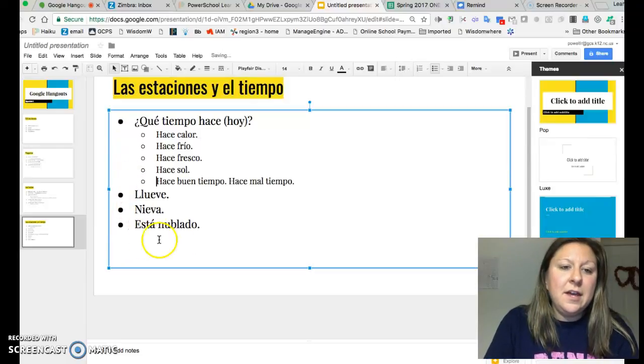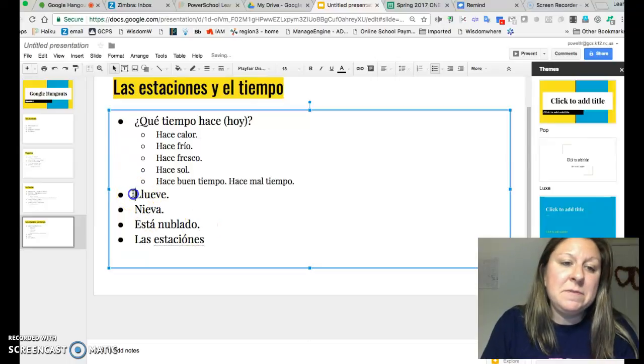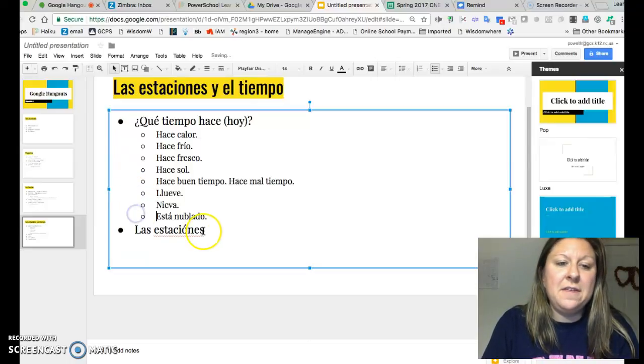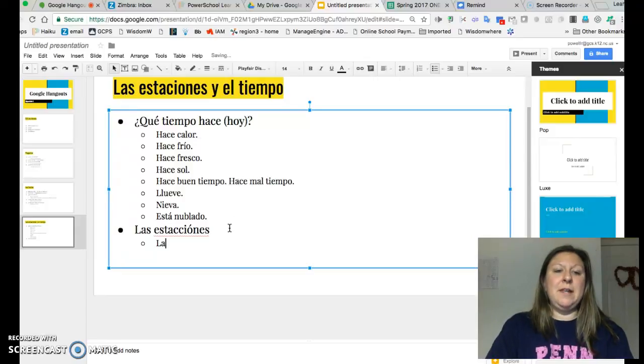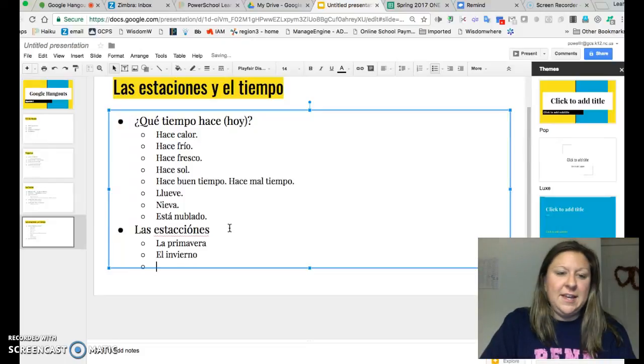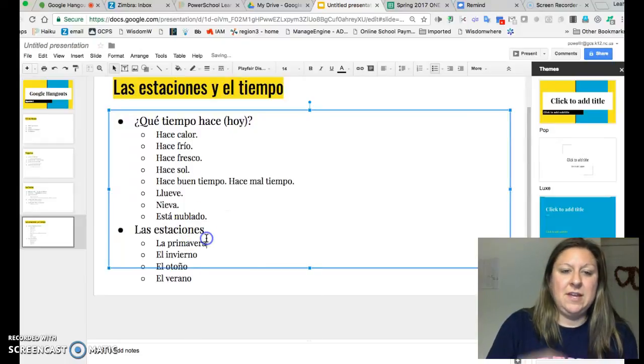So now I'm going to bring up las estaciones. Okay, and these ones are pretty basic, and everyone seems to be doing very, very well with that type of vocab. But I would first like to talk about la primavera, spring, el invierno, winter, el otoño for our fall, and then el verano for summer. Okay, so those are some of our estaciones there.